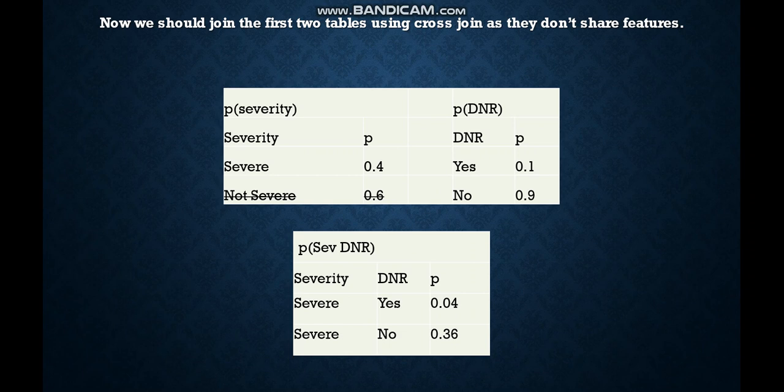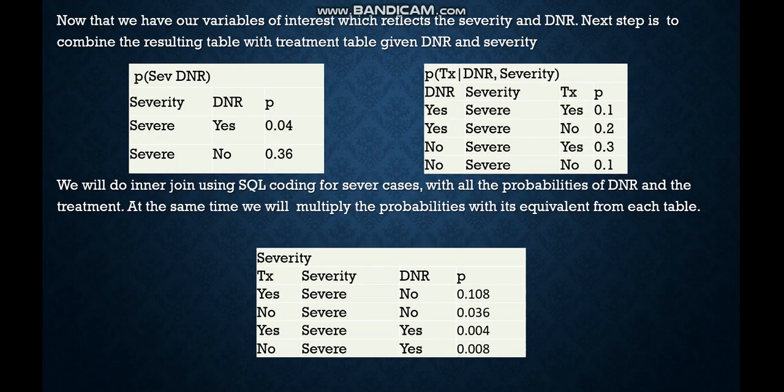Then we have to join the probability of severity and the probability of DNR. So now we got the variables of our interest, that is severity, DNR, and probability. And now we are comparing the resulting table with the treatment table given DNR and severity. For that, we are doing an inner join in SQL.